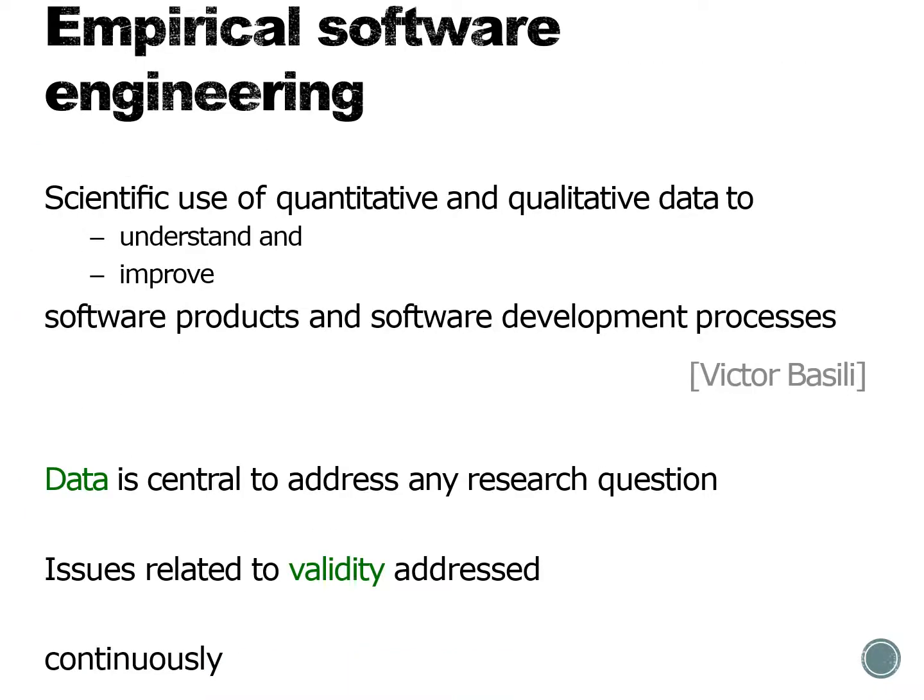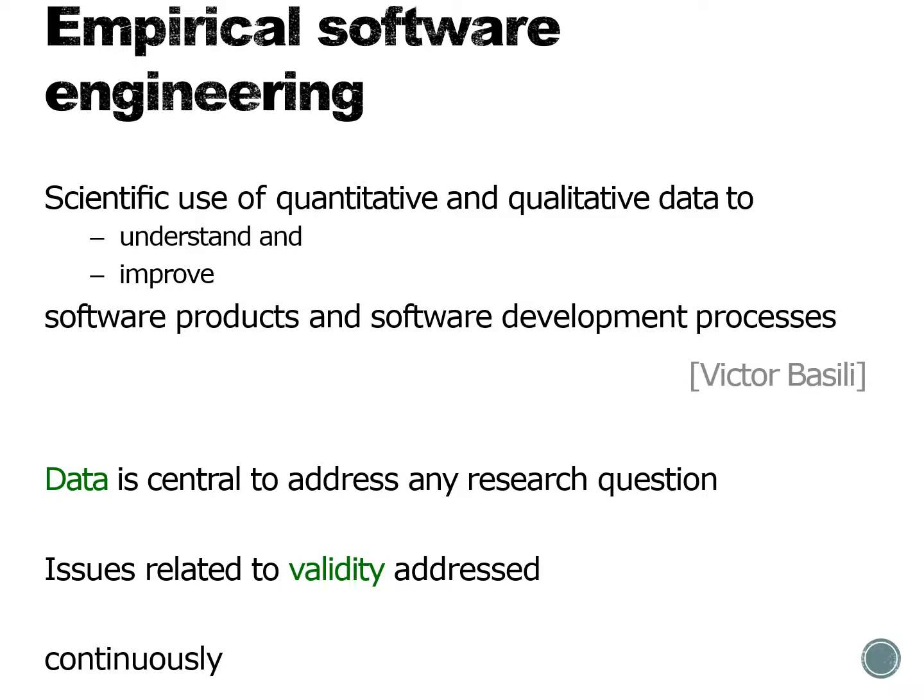So there are a couple of slides here talking about the different ways of doing software engineering research and empirical software engineering. Basically, it's the scientific use of quantitative and qualitative data to understand and improve software products and software development processes. This is a really good explanation. It summarizes everything. Unfortunately, it's sort of vague, like I mentioned, because software engineering researchers do very different things.